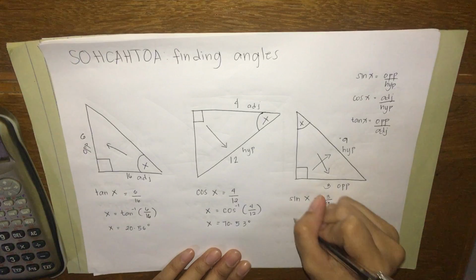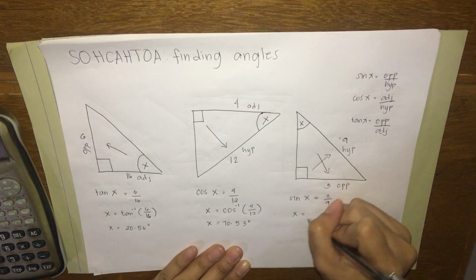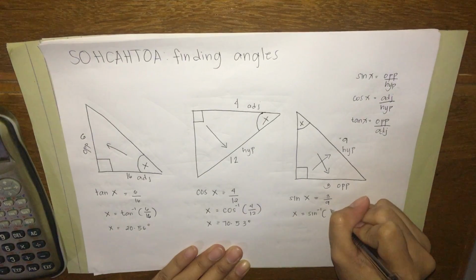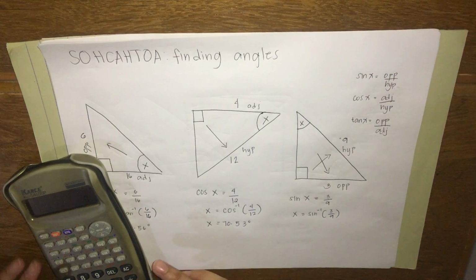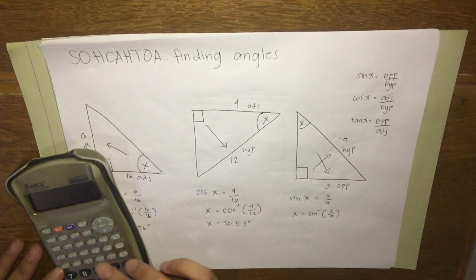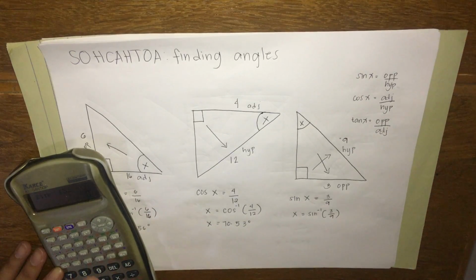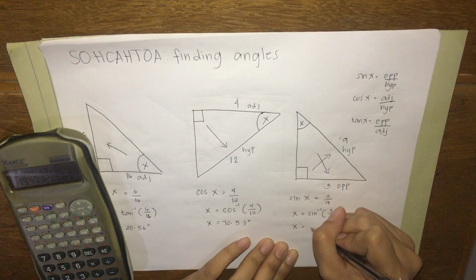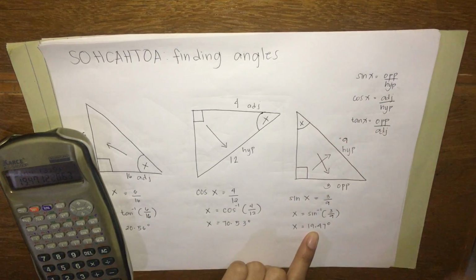So we're going to rearrange it. We're going to use again the inverse of the function. It will become x is equal to the sine inverse multiplied by 3 over 9. So we're going to input it again in our calculator. So we have shift sine. So we have the sine inverse multiplied by 3 over 9 is equal to 19.47 degrees. So x here is equal to 19.47 degrees.